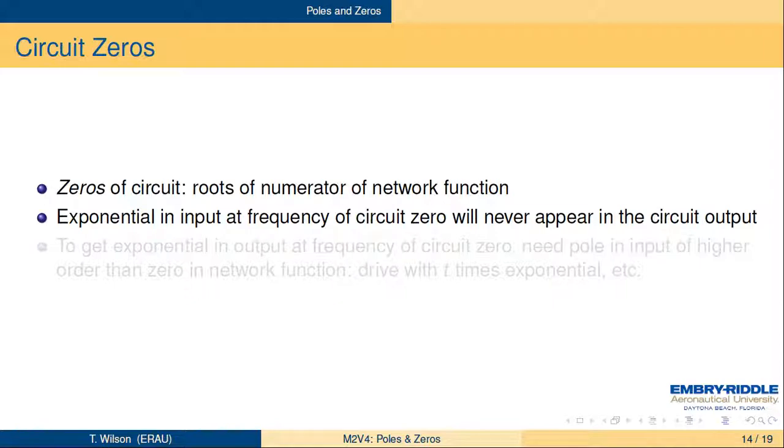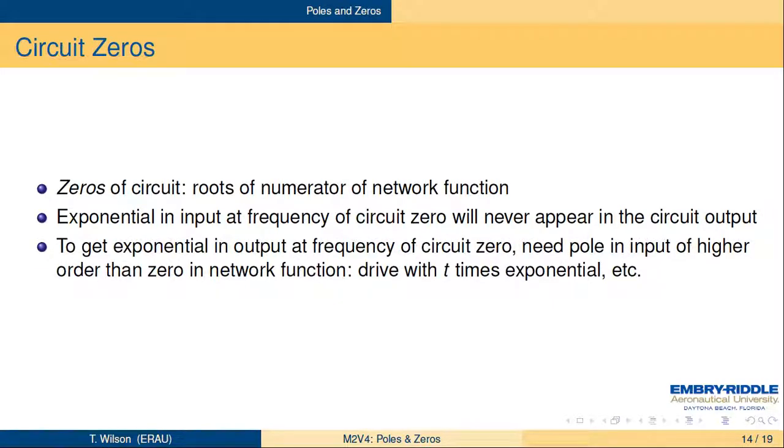So if I've got a zero at minus 100, and I put in e to the minus 100t, I'm not going to get e to the minus 100t in the output, because when I plug in s equals minus 100, the numerator vanishes, and I won't get any output corresponding to that term. If I want to get an output at that rate, I have to put in t e to the minus 100t. So my input has a double pole, and after I do a single pole-zero cancellation, I've still got a pole in the output.